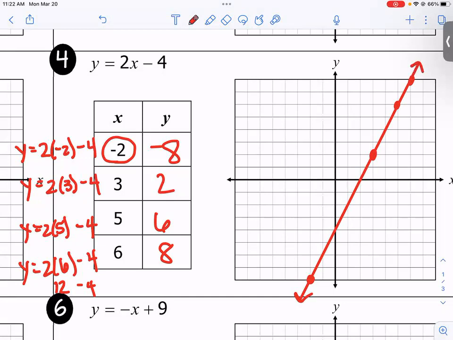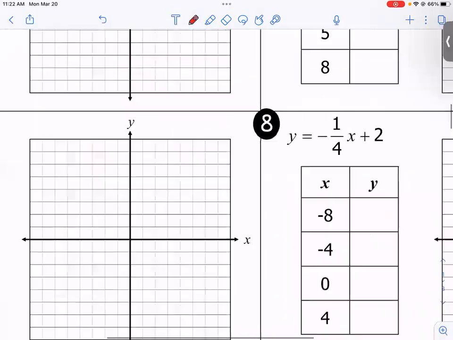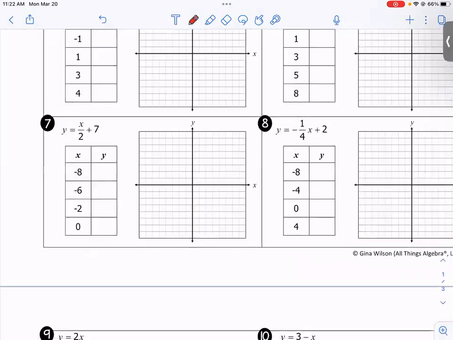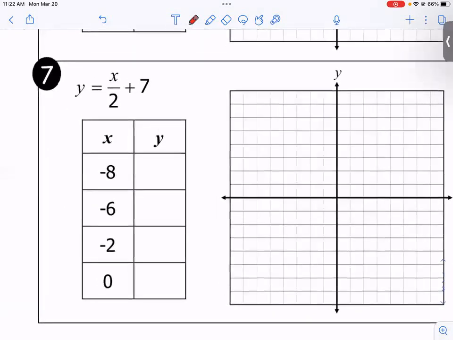All right, we're gonna do one more together. And then I will kind of let you know what your homework is, and then I'll have you help me clean up the room a little bit. Okay, would you prefer to do 7 or 8? 7, okay. Number 7.